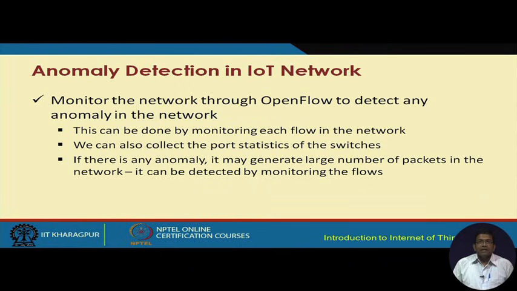Anomaly detection can also be performed in an IoT network using SDN or OpenFlow. Here it is required to monitor the network through OpenFlow to detect any anomaly in the network, which can be done by monitoring each flow in the network. It is also possible to collect different port statistics at the different switches, and from these statistics anomaly detection techniques can be implemented and different anomalies can be found out.